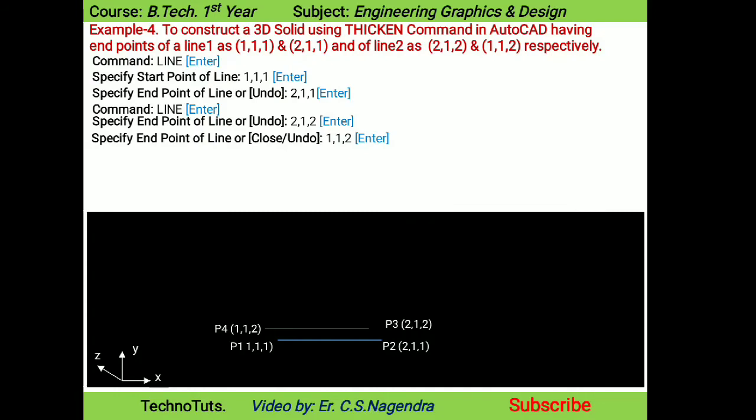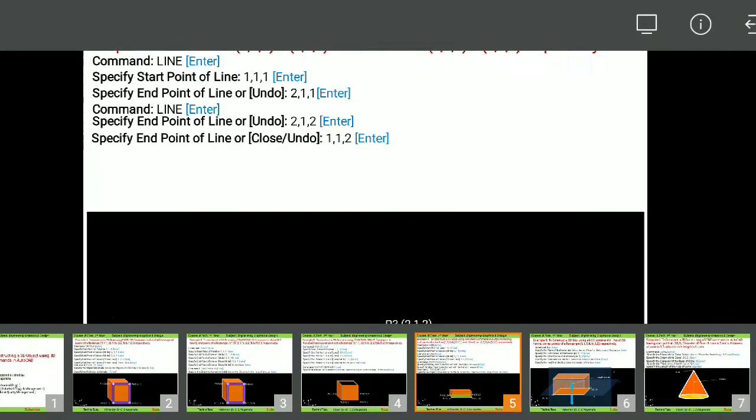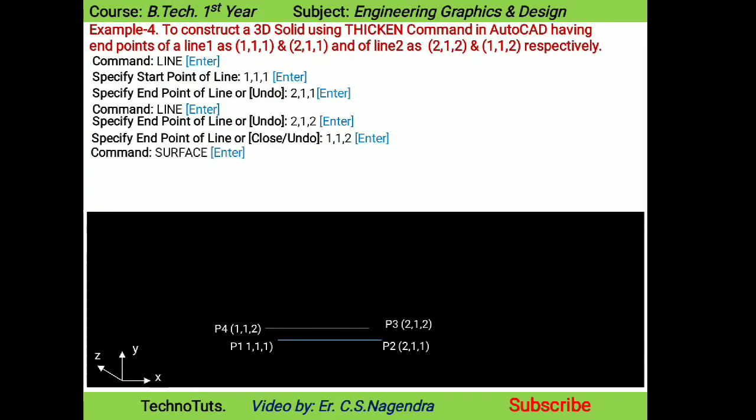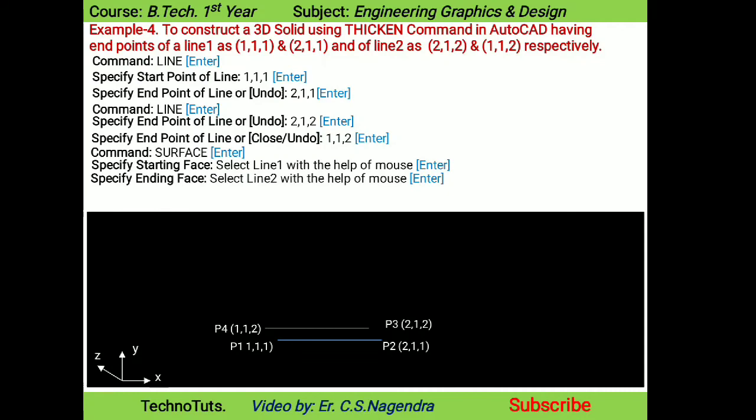Now we have to convert them into a surface. So at the command prompt, type surface and press enter key. The computer will ask you to specify the starting edge of the surface. So select line number 1 with the help of the mouse in this way. Now the computer will ask you to specify the ending edge. Select line number 2 with the help of the mouse in this way. You will see that in between the two lines a surface gets constructed.